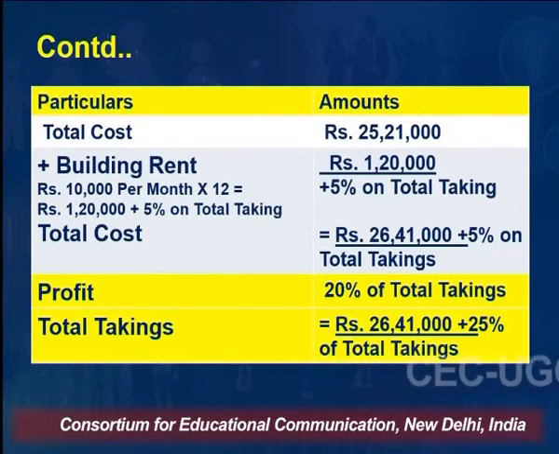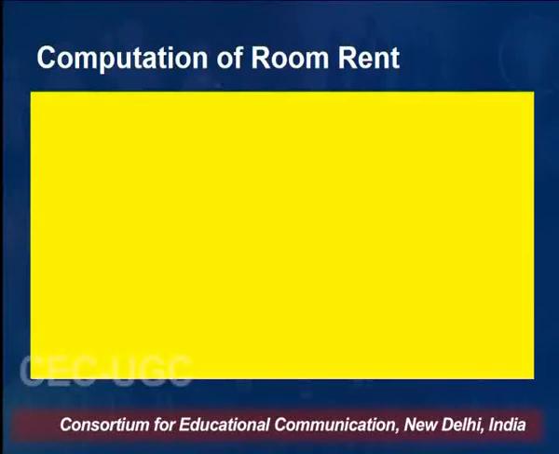Now I would write here what is my total taking. I would say 26,41,000 plus I would add both the percentages, 5% on total taking plus 20% on total taking on account of profit, which comes to be 25% of total takings. So 26,41,000 plus 25% of total takings. This is what I have written up till now.